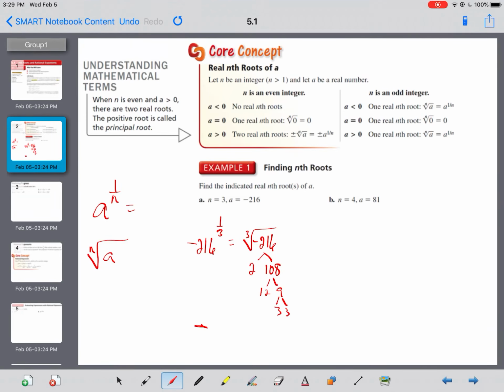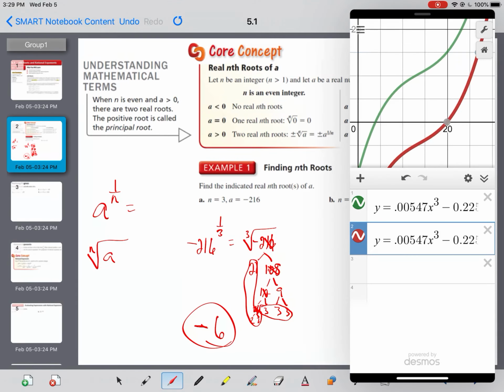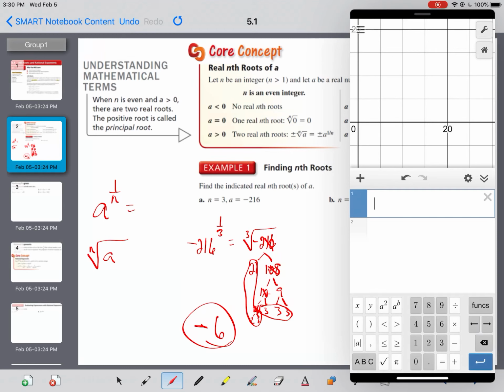9 is 3 and 3. 12 goes to 4 and 3. 4 goes to 2 and 2. We got 3 2s. We got 3 3s. A 2 comes out, a 3 comes out. 2 times 3 is 6. That's how you do it without a calculator. We can always check the calculator to confirm.